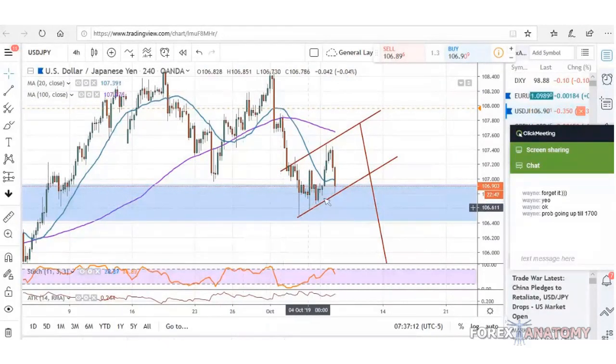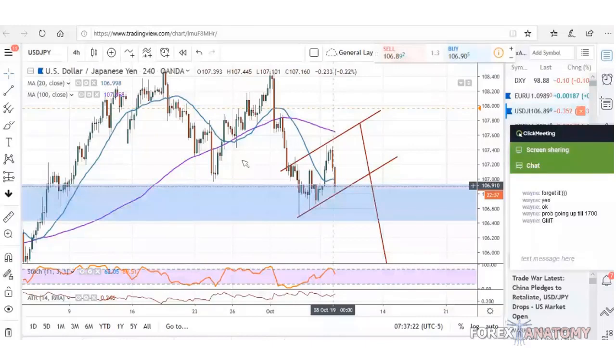I think it's going to go up. He said going down. Probably going up till 17. I'm not sure what you mean, but my bias is that I think it's going to bounce up. Oh, he said 17 GMT. Yeah, I think it's this trend line right here on the 4-hour.